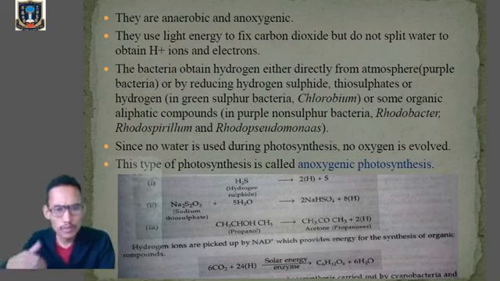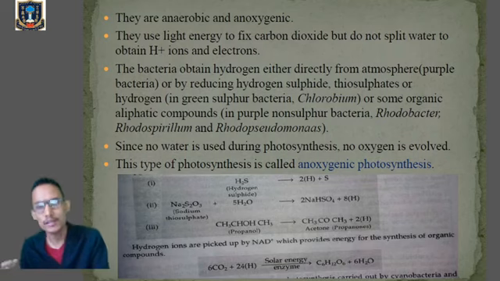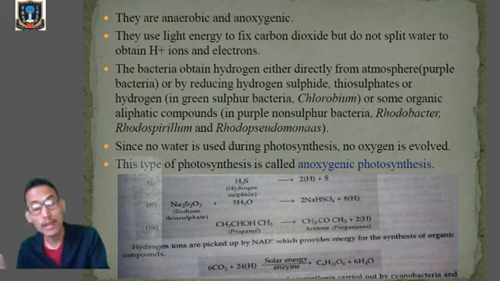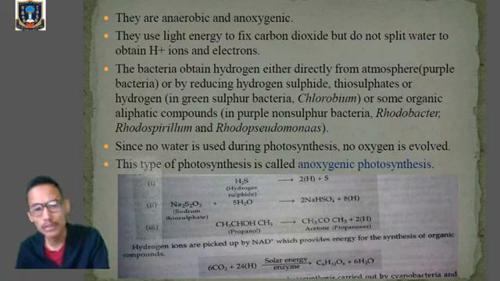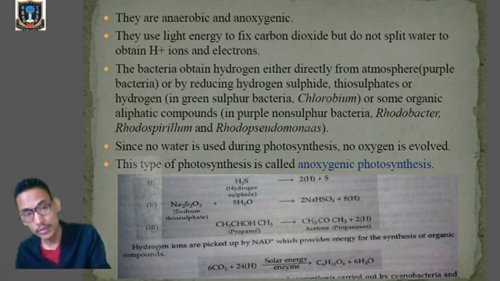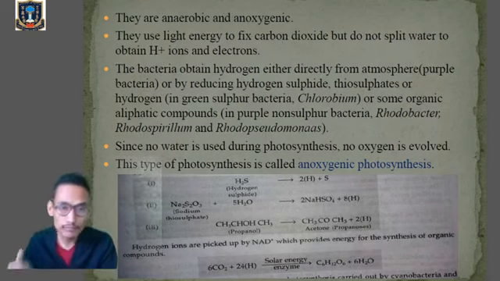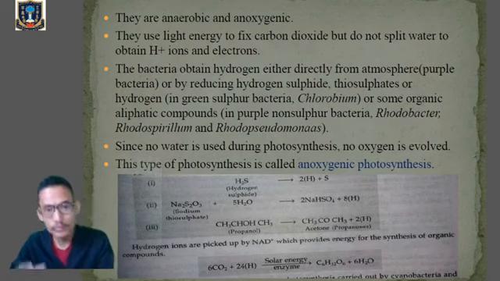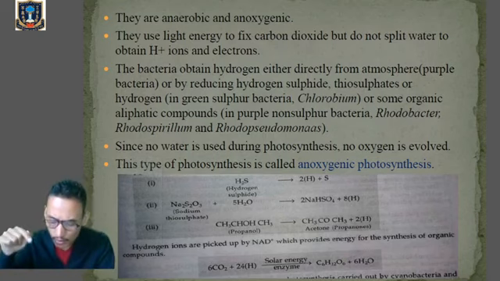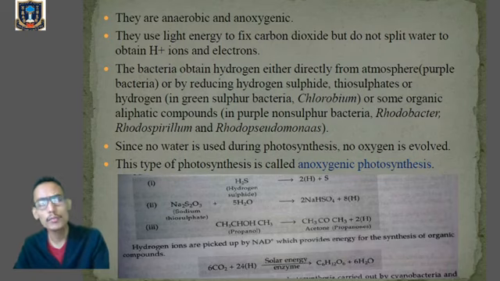They use light energy to fix carbon dioxide, but they do not split water into hydrogen ions and electrons, as in green plants like the eukaryotes, where water molecules are split into hydrogen ions and electrons. In this case, the energy is used to fix carbon dioxide, but water is not split to obtain hydrogen ions and electrons.